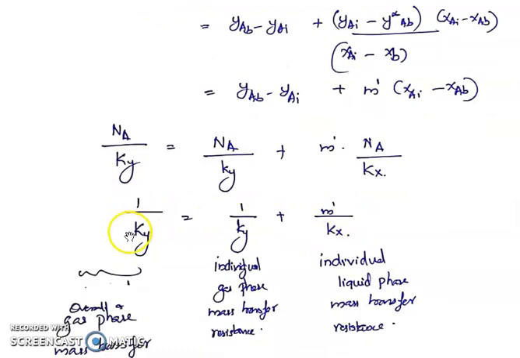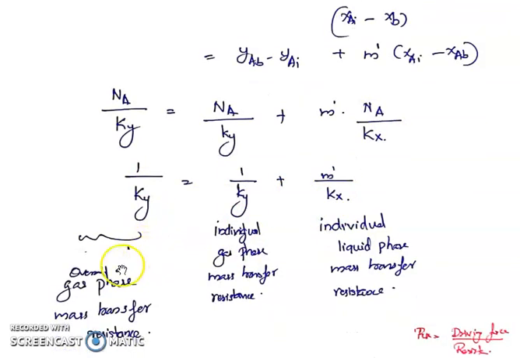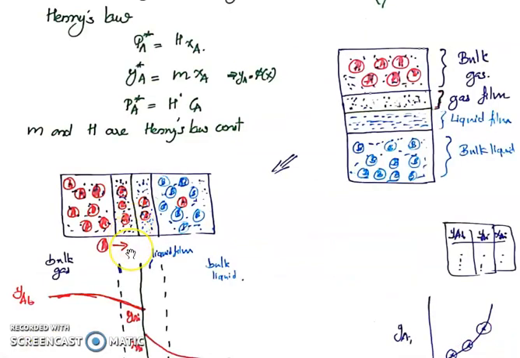And I am going to introduce the concept of resistance now. I can cancel off NA from all three, and I can write 1 by Ky is equal to 1 by small ky plus m dash by Kx. The quantity 1 by Ky is known as the overall gas phase mass transfer resistance. The quantity 1 by small ky is called individual gas phase mass transfer resistance, and m dash by Kx is again individual liquid phase mass transfer resistance. In other words, 1 by small ky is the gas film resistance.